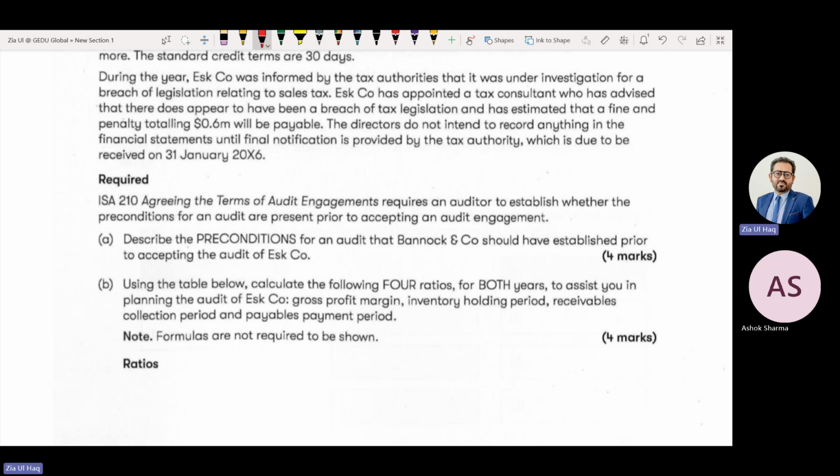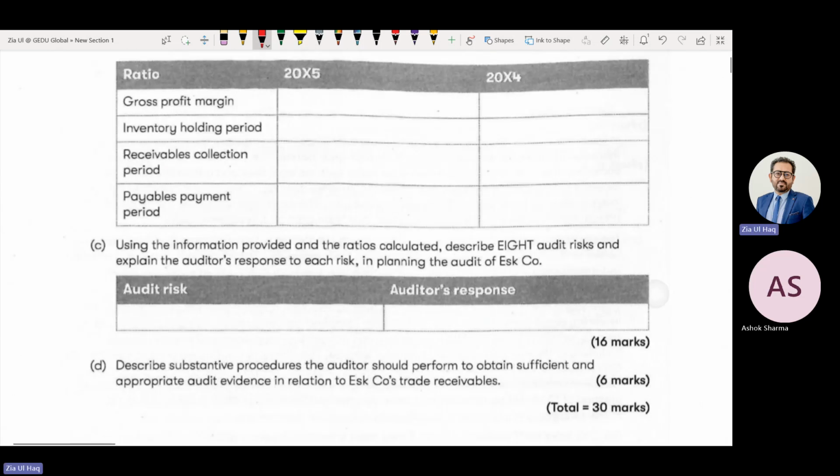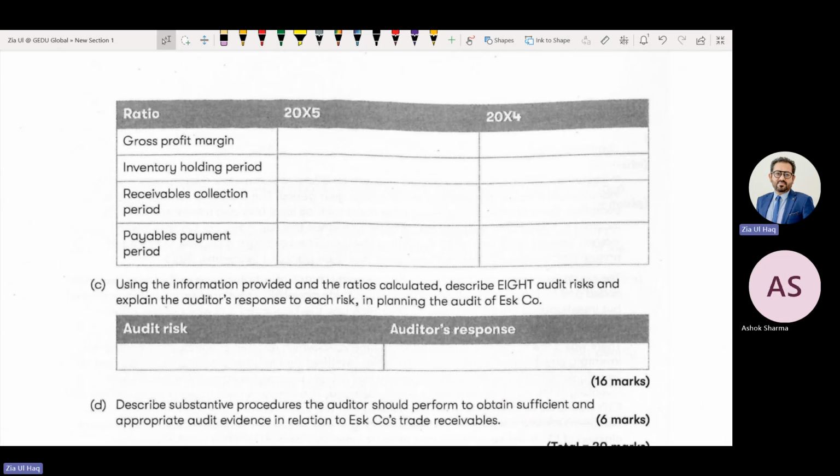Requirement B for 4 marks using the table below. There's a table below. Okay. This table is saying for 20x4, 20x5, we need to calculate gross profit margin, inventory holding period, meaning inventory days, receivable days, payable days. How to calculate gross profit margin? GP over sales into 100.